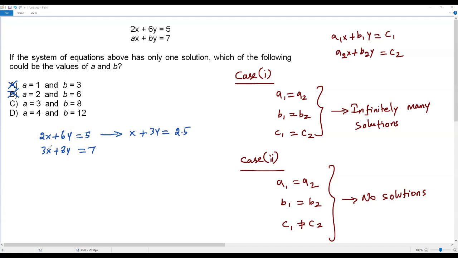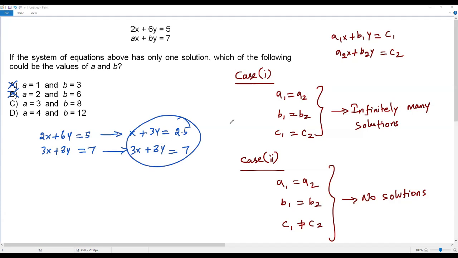Okay, now here we don't have any greatest common divisor for 3 and 8. So what we can do is write this equation as it is, that is 3x + 8y = 7. So here look at the coefficients of x in both the equations. Here we have 1, here we have 3. They are not the same. Here the coefficient of y is 3, here it is 8. So the coefficients of y are also not the same.